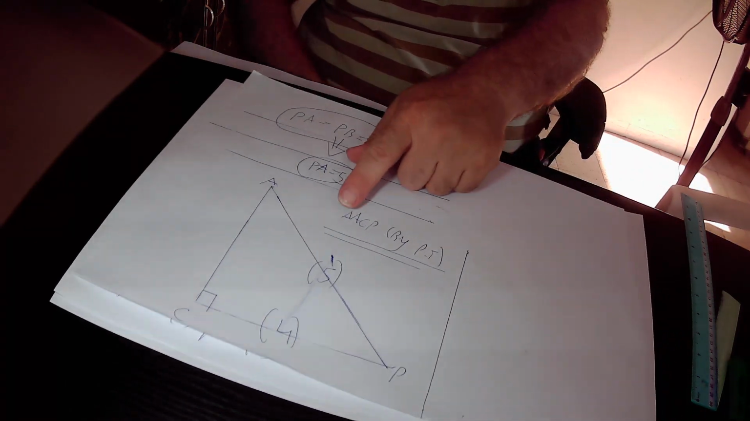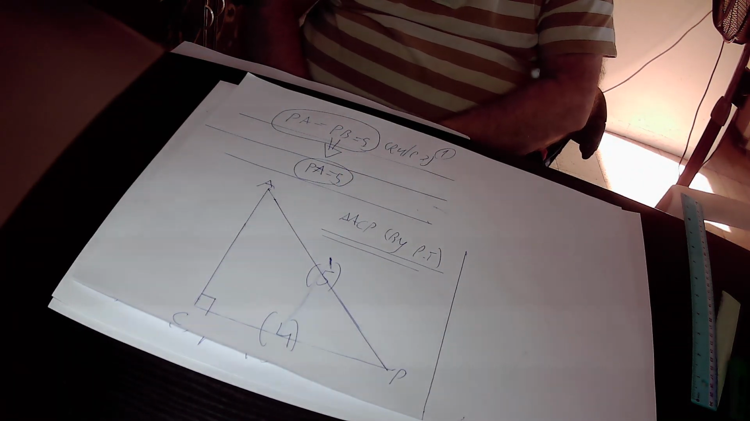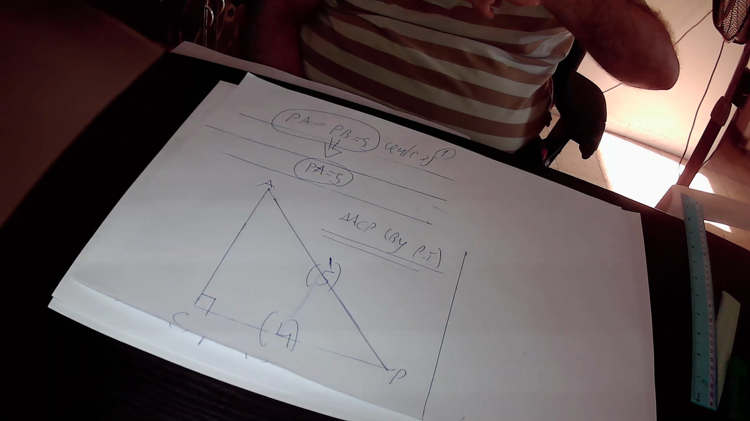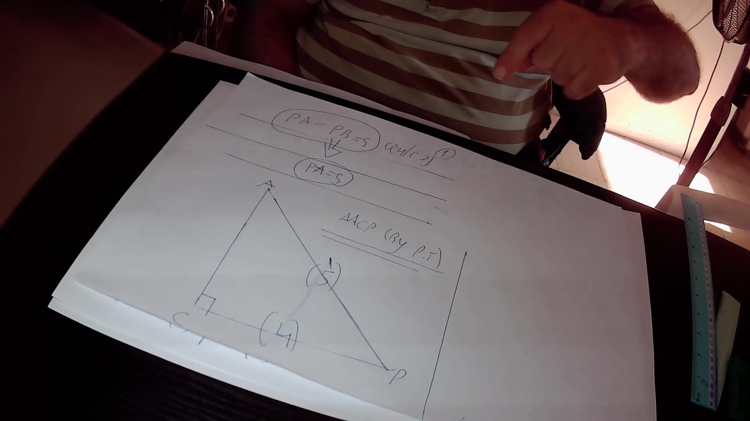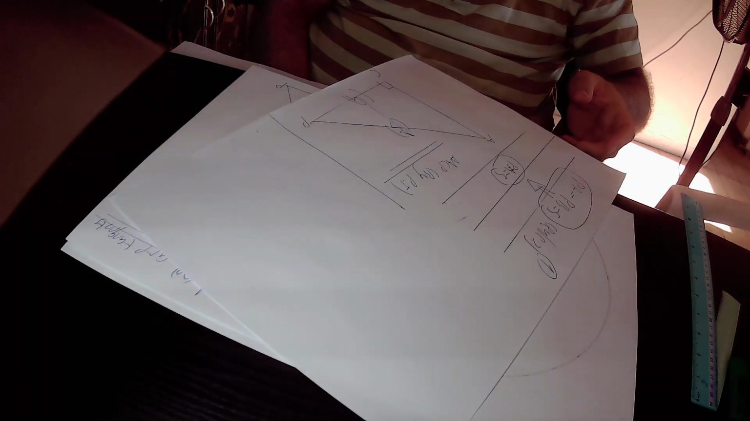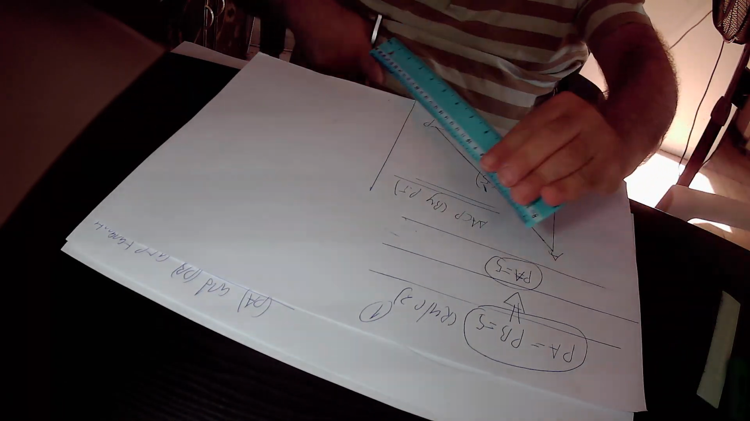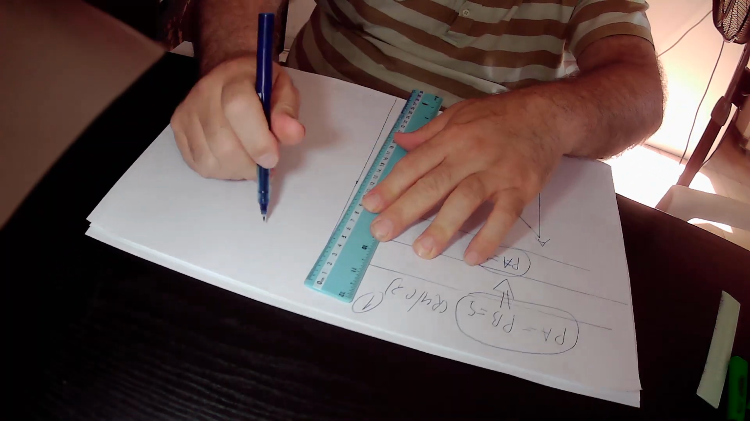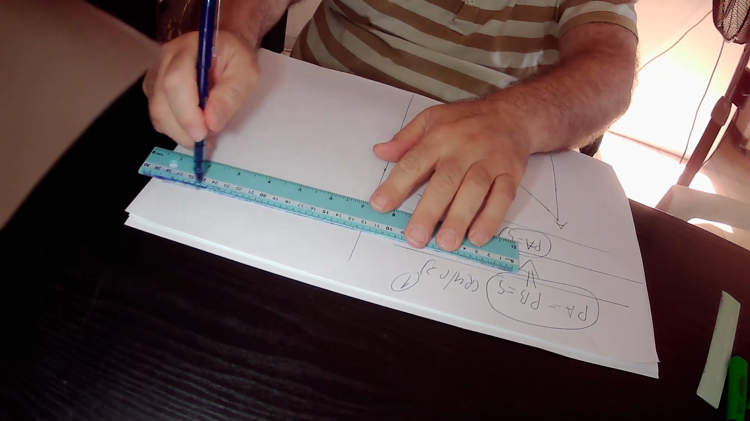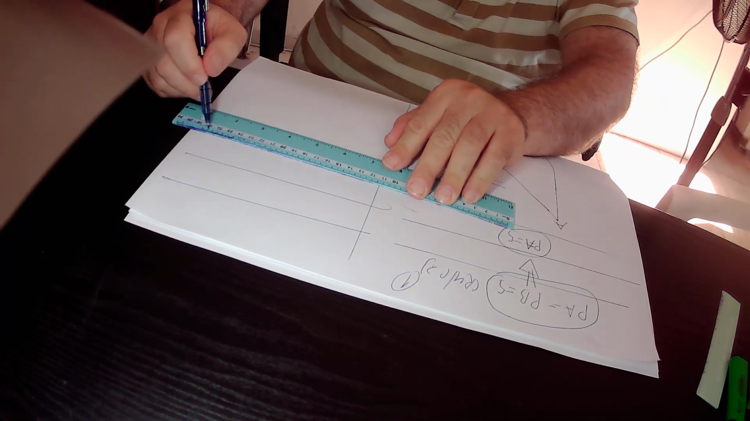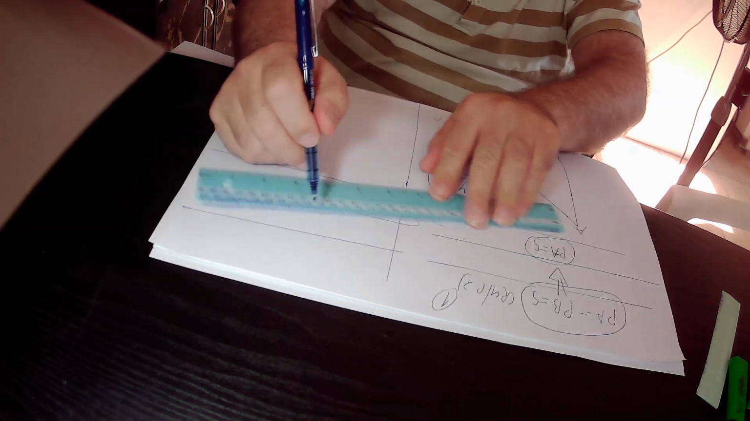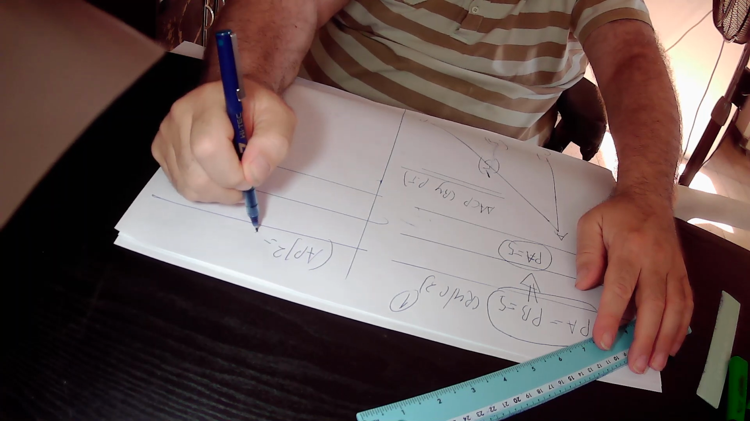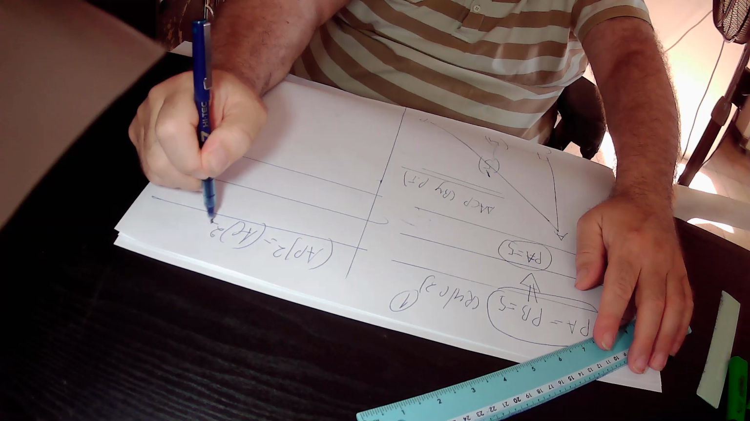So actually, this is the right triangle ACP that I copied from the original drawing. According to the Pythagoras theorem, in this right triangle ACP, AP squared, that is the square of the hypotenuse, is equal to AC squared plus CP squared. So I write it down. AP squared is equal to AC squared plus CP squared.